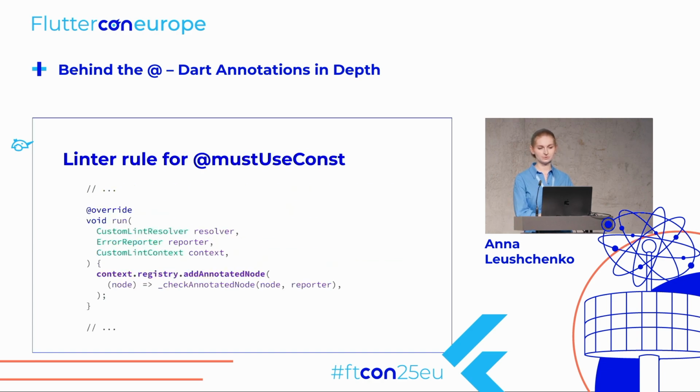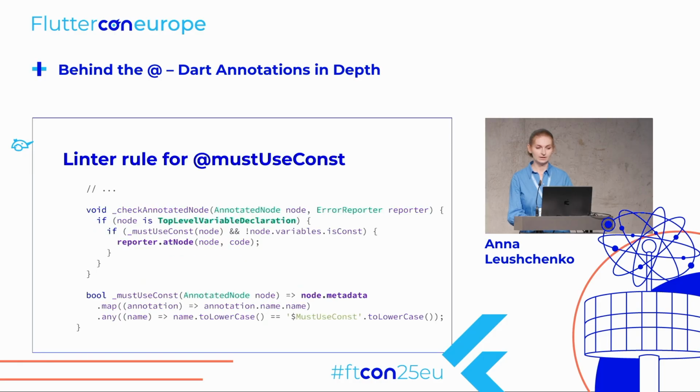Then we subscribe to a callback that will be triggered every time the source code we are analyzing contains an annotated element. And inside the handler, we check if the annotated element is a top-level variable, and if it is annotated with our must-use const annotation but is not const, we issue a warning through the reporter.